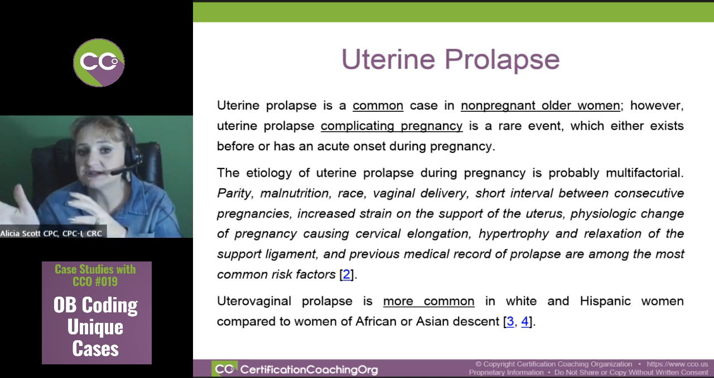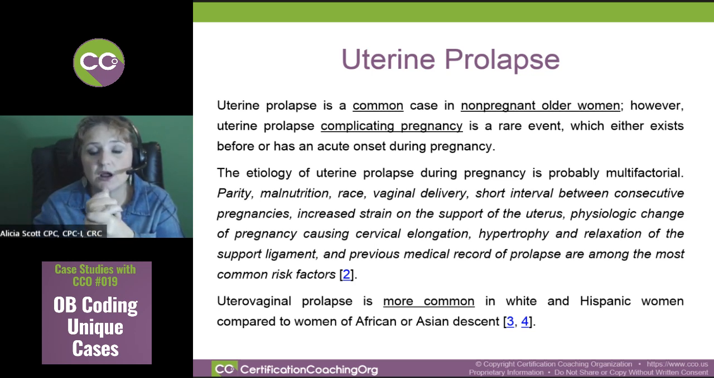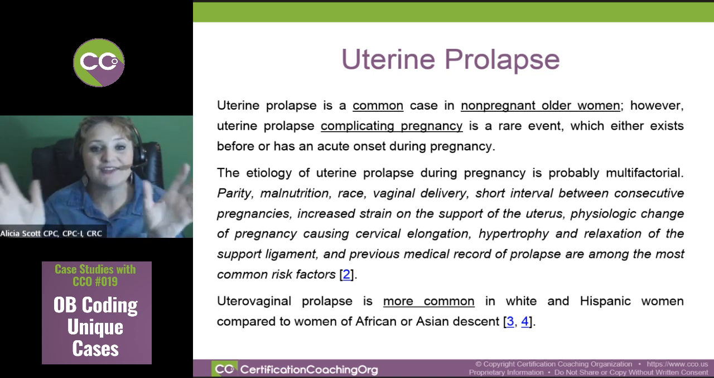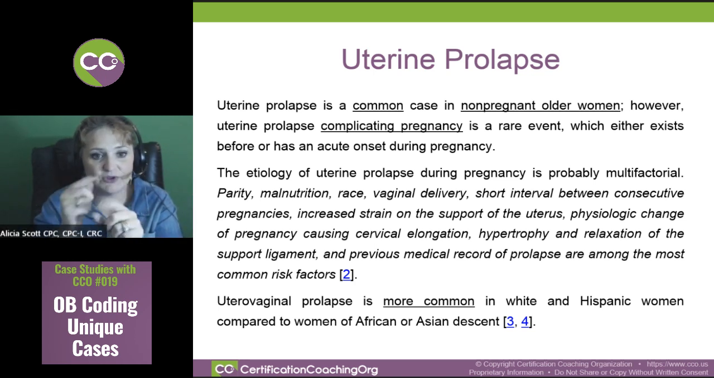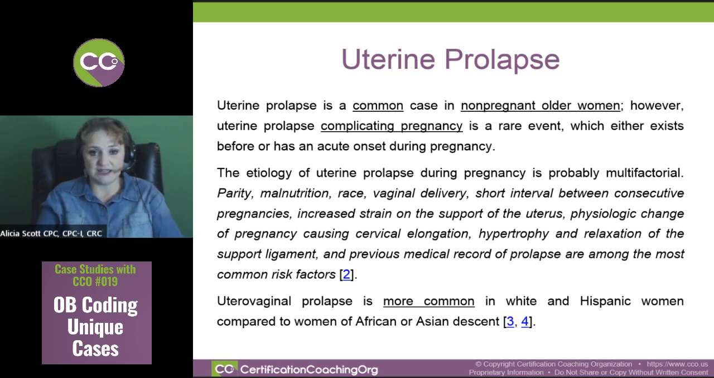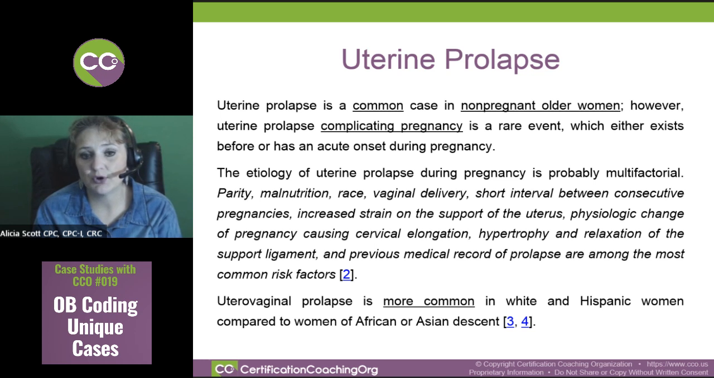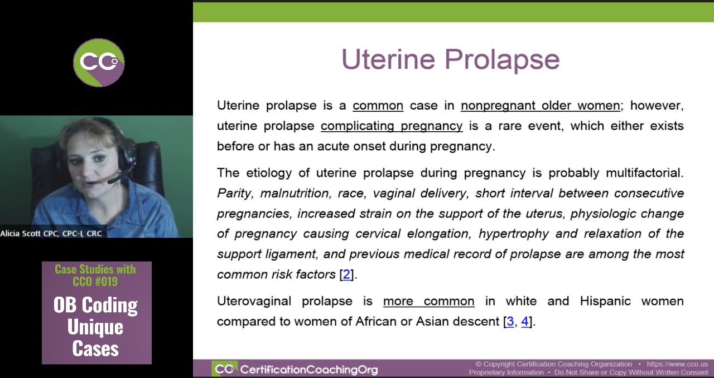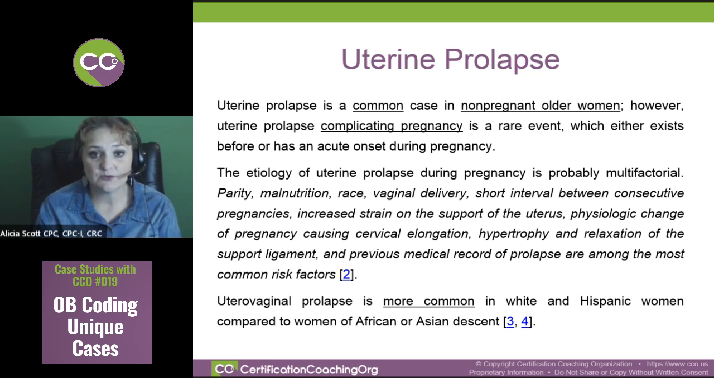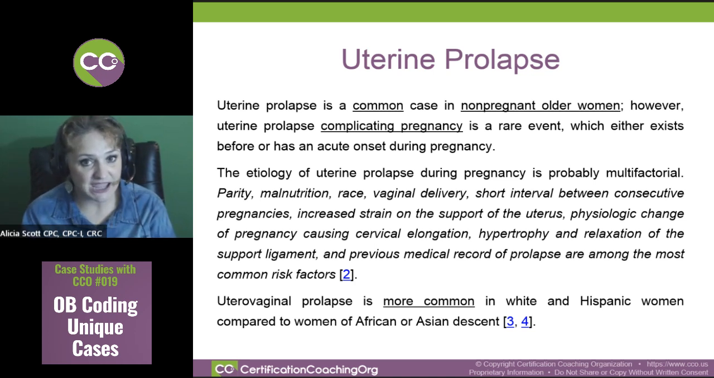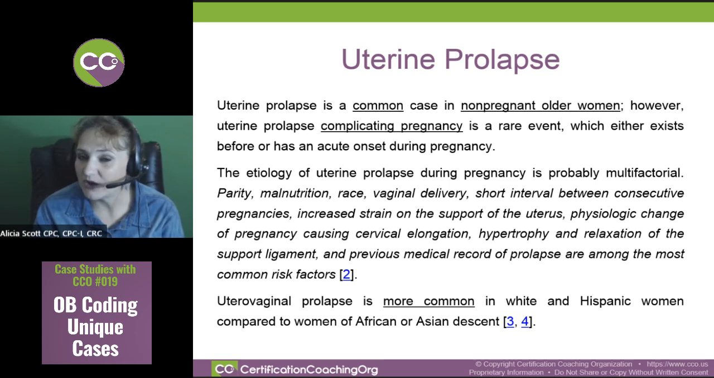So there's treatments that have been used for a long time, and they're very effective for older women that have uterine prolapse. But if you have uterine prolapse complicating a pregnancy, that's very different. Okay, and again, unique. So the key words here is that with uterine prolapse, is it an older woman or is it a pregnant woman? If it's a pregnant woman, this is now a complication.